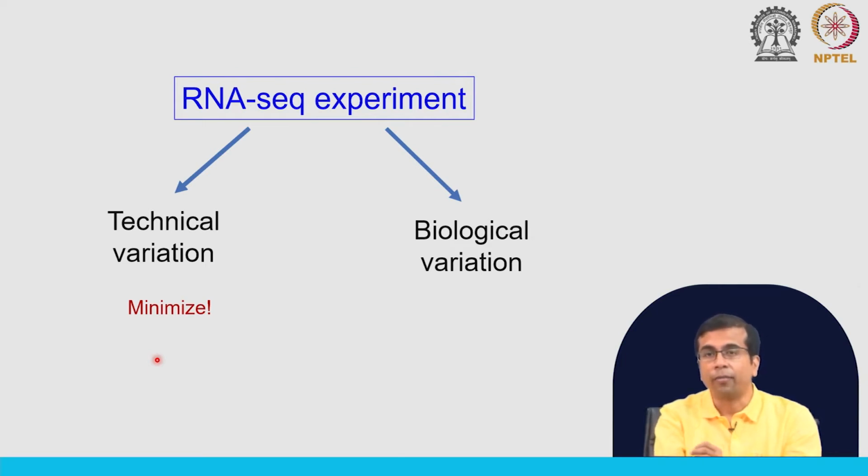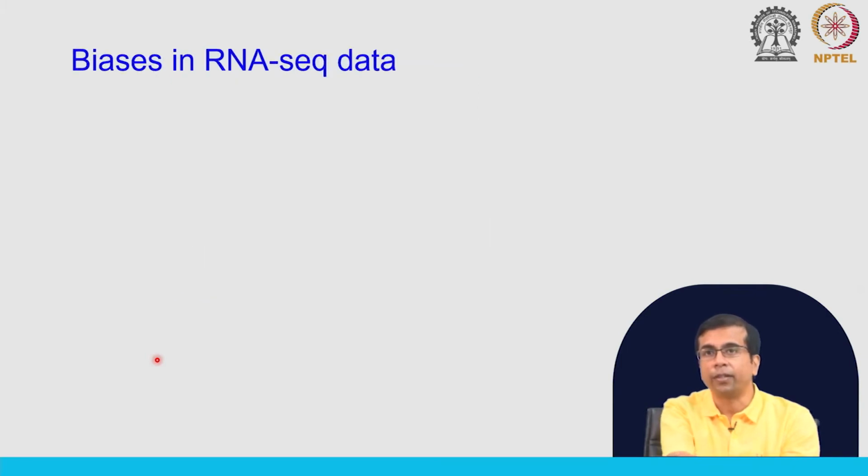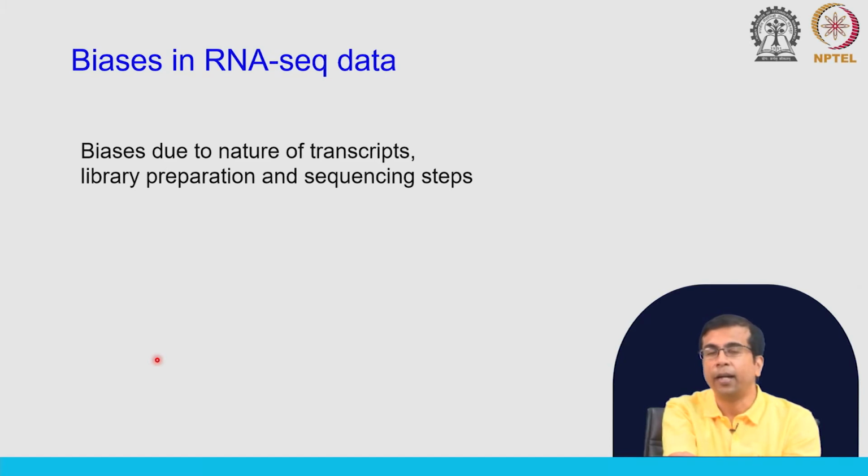So, let us now move into the biases in RNA-seq data. What are the different types of biases that we can see? These biases arise due to the nature of transcripts during the library preparation steps and the sequencing steps. In the next slides we will talk about the steps where these biases come into the picture.